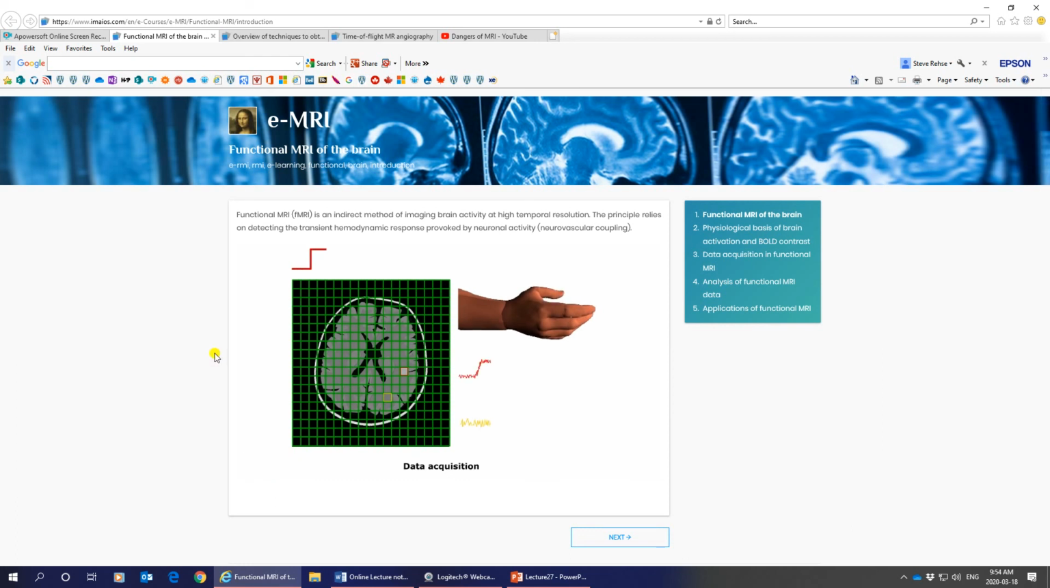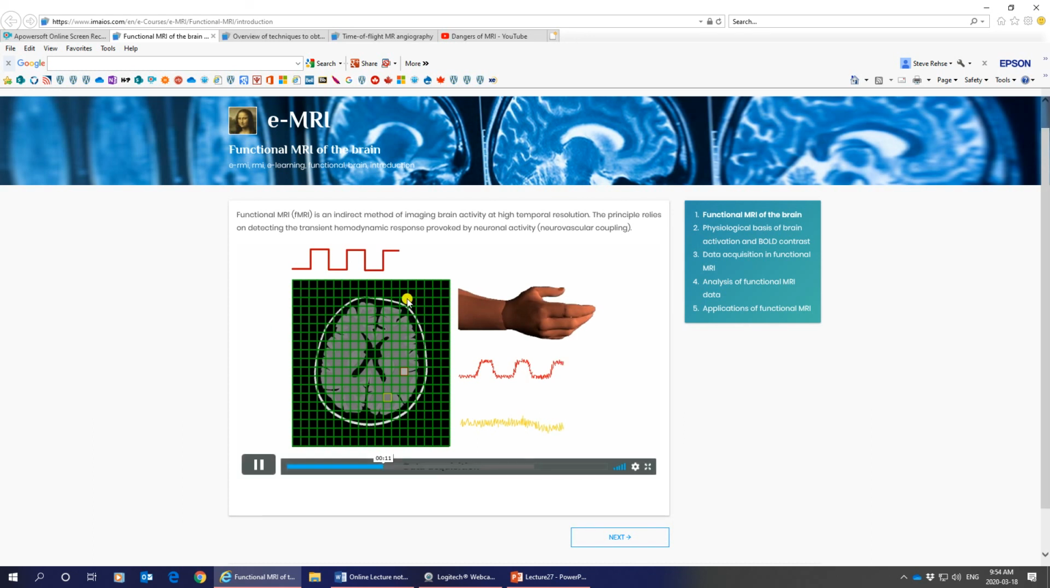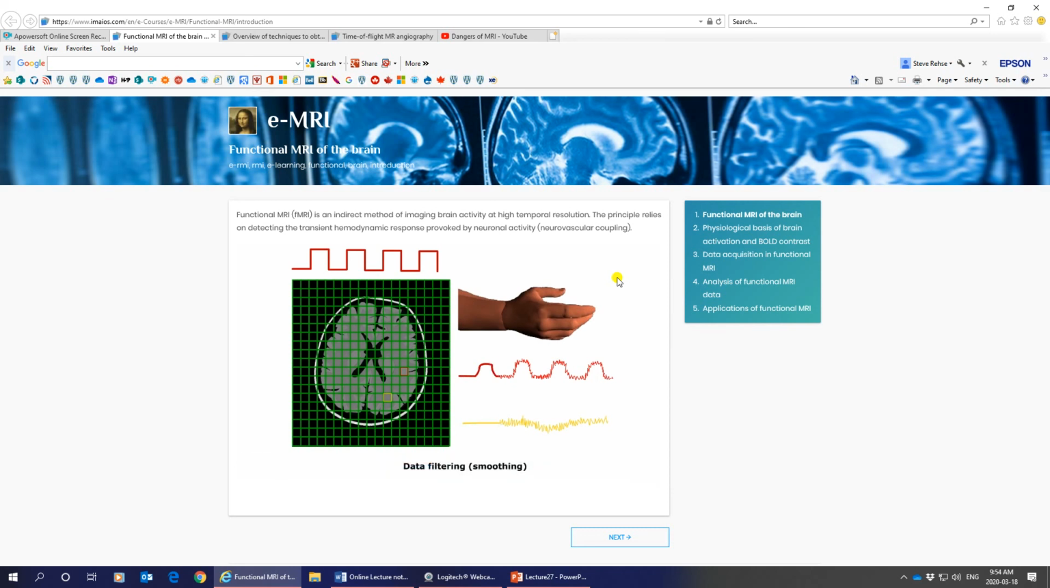Wiggle your thumb, wiggle your thumb, wiggle your thumb, stop. Wiggle your thumb, wiggle your thumb, stop. Light comes on. Right? So the patient is responding to some external stimulus and doing it many, many times in a row.